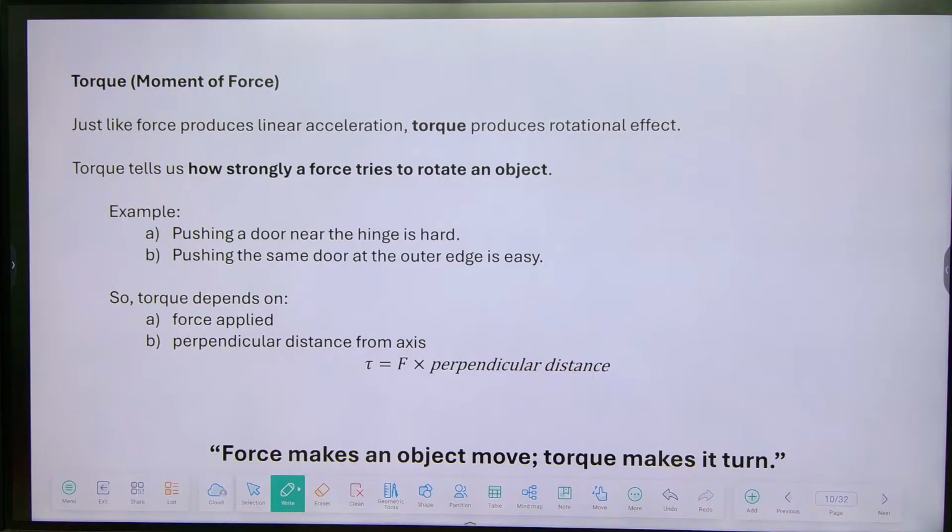If we talk about velocity, we talk about angular velocity. If we talk about acceleration, we talk about angular acceleration. And if we talk about mass, it is moment of inertia.